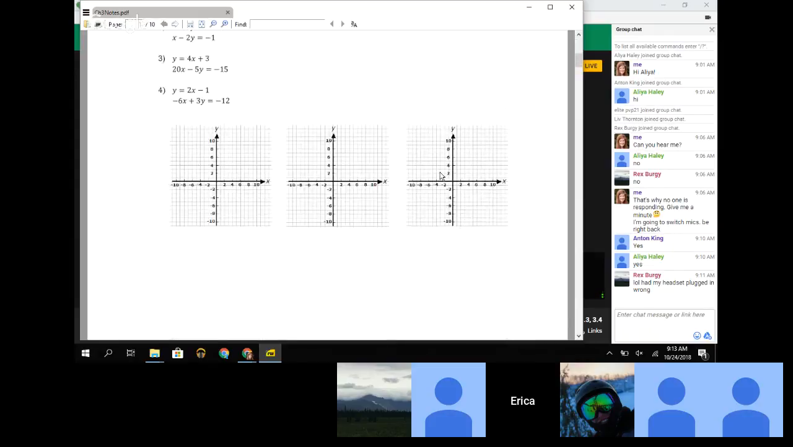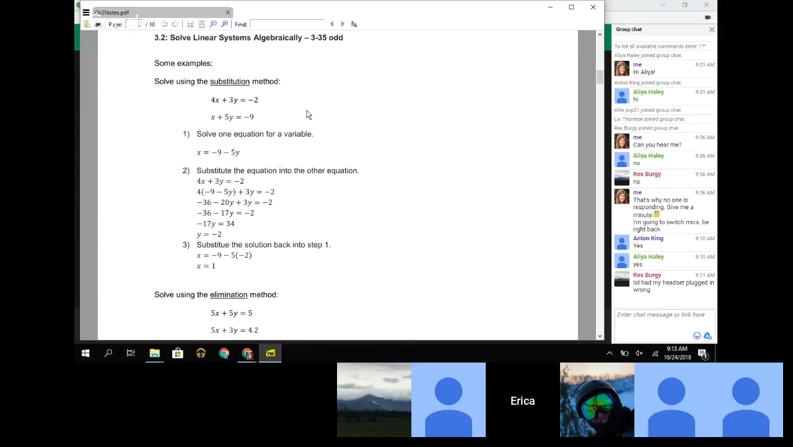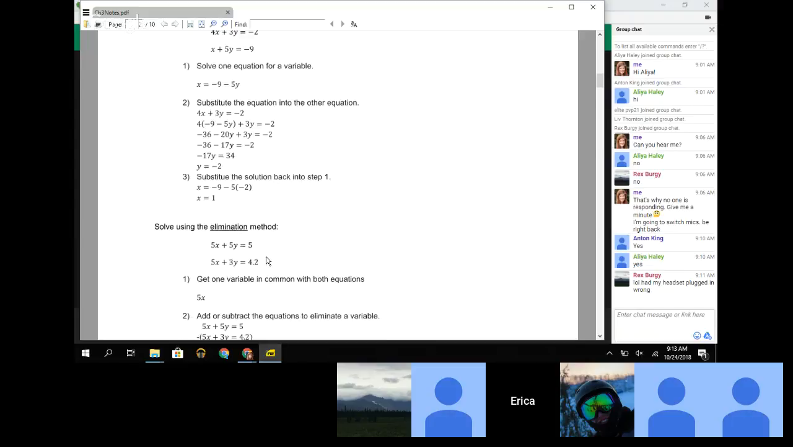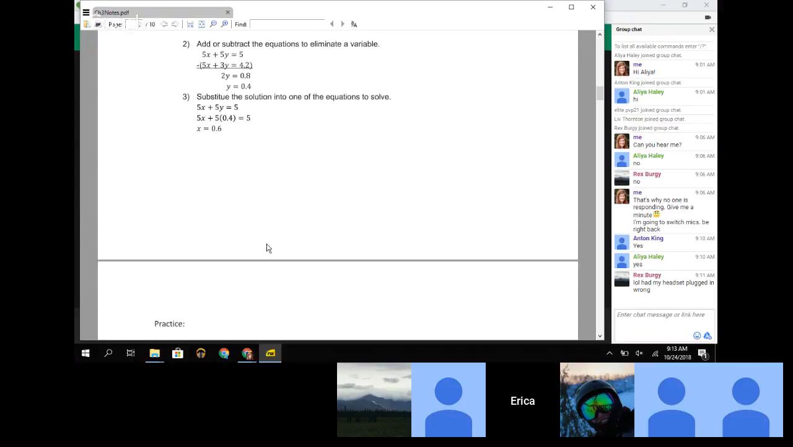3.2, if you remember, is when we solve systems of equations algebraically. That's when we're actually plugging in the numbers and solving. You can substitute one equation into the other: we solve one equation for a variable, plug it into the other equation, get one equation with one variable, solve for that, and then substitute it back in. There's also the elimination method, where we have a common variable and we eliminate something. That's kind of a review of where we are so far.